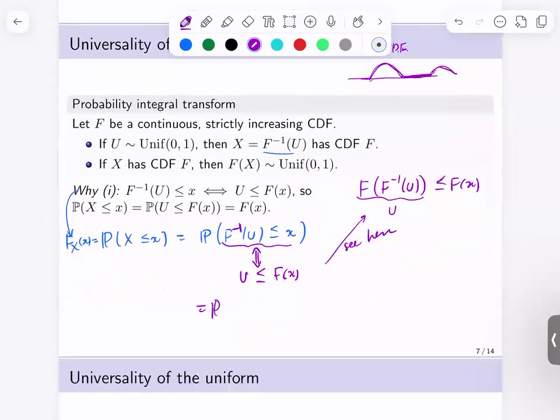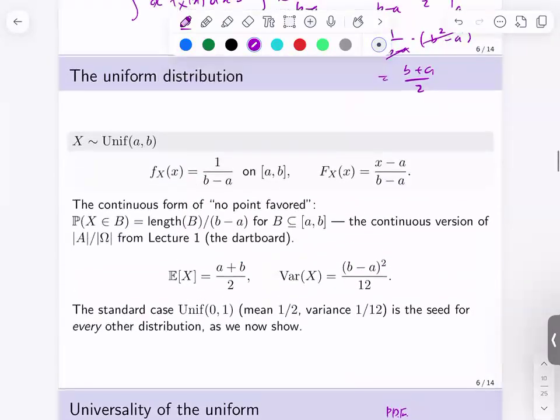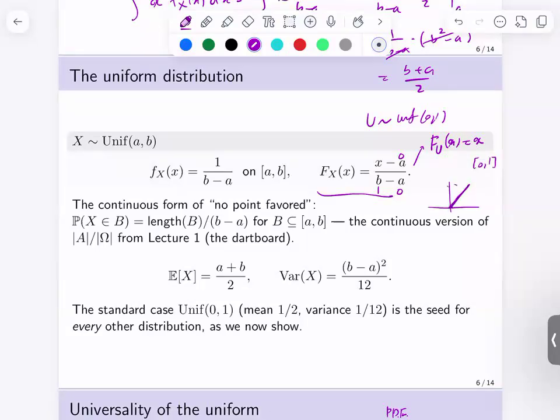And so I get the probability that U is less than or equal to F of x, but U is uniform. So for a uniform distribution, if you have uniform 0, 1, this would simplify. In the case of uniform 0, 1, F of u would be 1 here, and 0 here, so you just get x on 0, 1. So it's just going to go as x up to this point, and then it's just going to be flat.